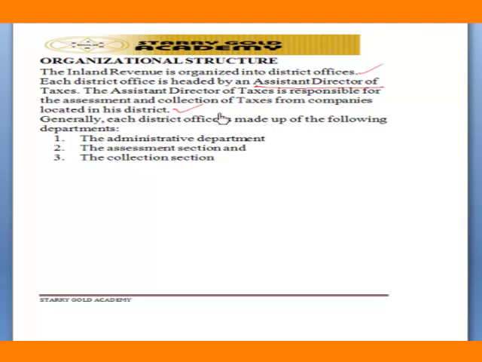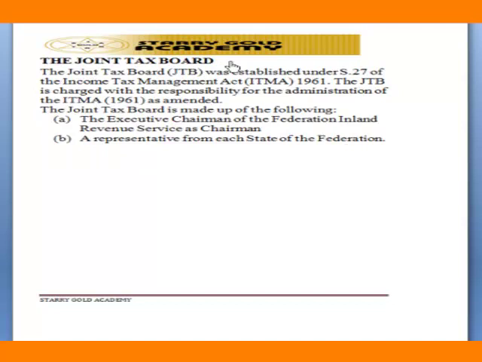Generally, each district office is made up of the following departments. So when you come down to a zone or a district office, we have these units again: the administrative department, the assessment section, and the collection section. JTB, the Joint Tax Board, referred to as the board. The Joint Tax Board was established under Section 27 of the Income Tax Management Act of 1961. As far back as 1961, that was the origin of the Joint Tax Board.